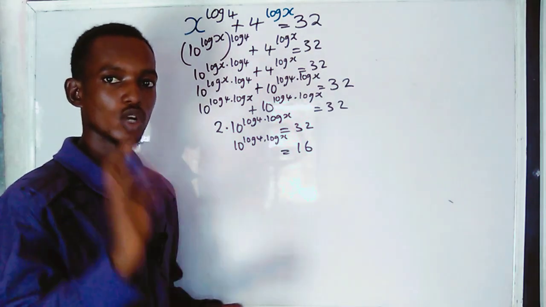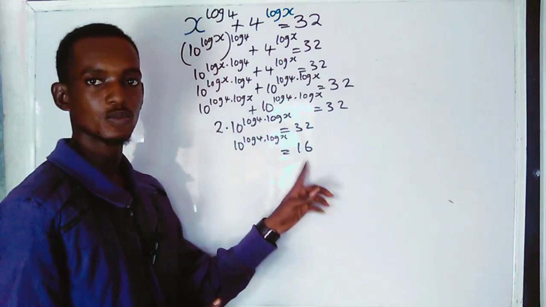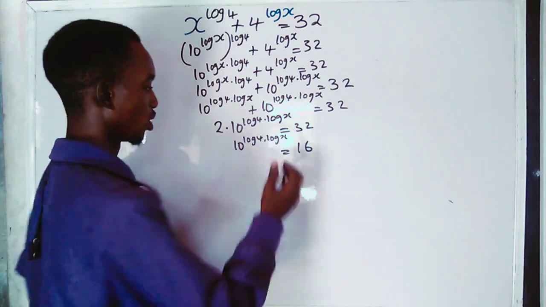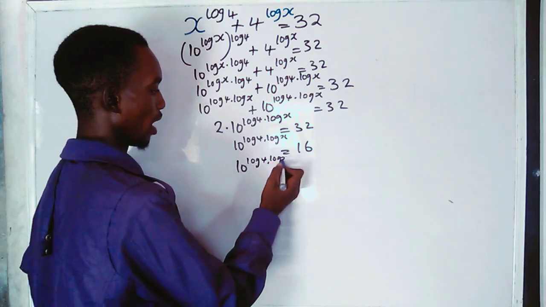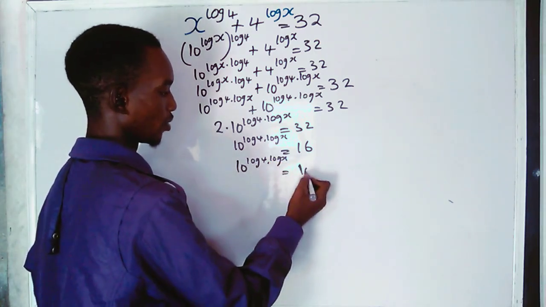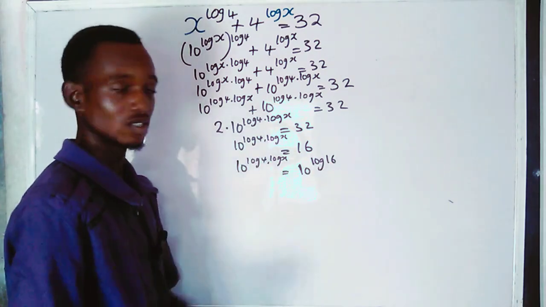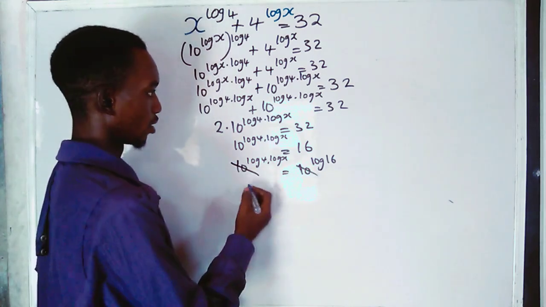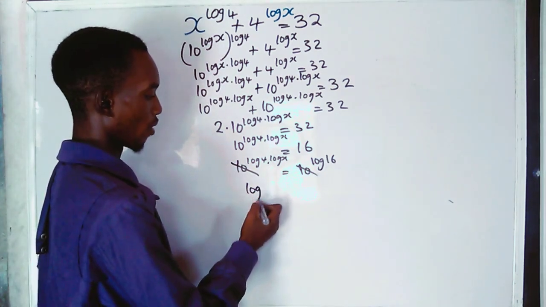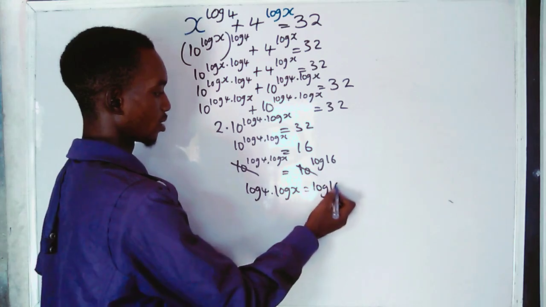So what we do here now is we use that same law also to express 16 as the power of log 10. So we have 10 to the power of log 4 log x equals 10 raised to the power log 16. Because 10 cancels log to give us 16. We haven't done anything wrong. Now we can say 10 cancels 10. So we're left with log 4 times log x equals log 16.